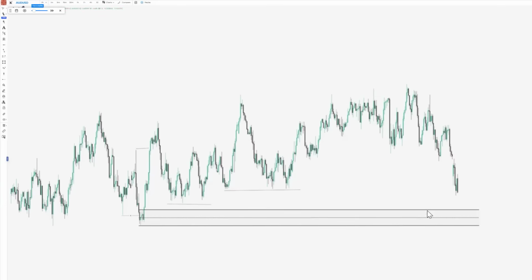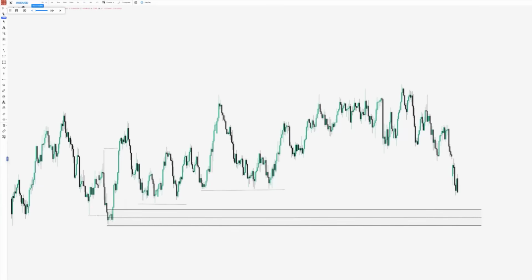Now, this is the 2 hours time frame. What do we need to see? What we want to see price do is return to this particular zone, which is our demand zone.